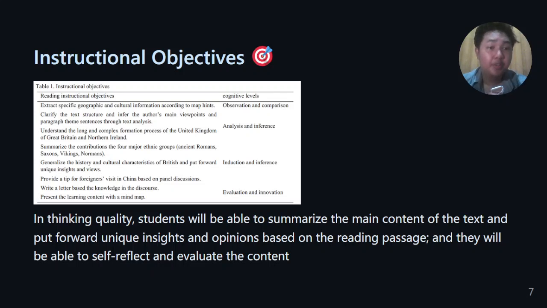And the last one, for example, is to write a letter based on the knowledge in the discourse and present the learning content with a mind map. That will contribute to the cognitive levels of evaluation and innovation. And in thinking quality, students will be able to summarize the main content of the text and put forward unique insights and opinions based on the reading passage. And they will be able to self-reflect and evaluate the content.